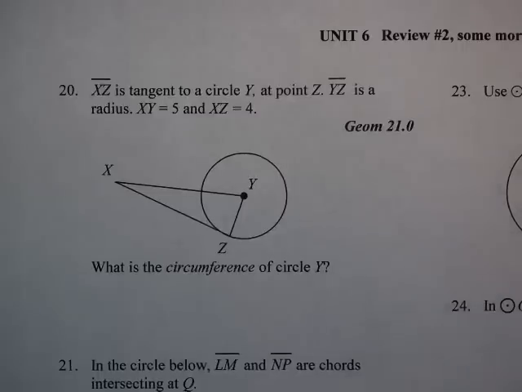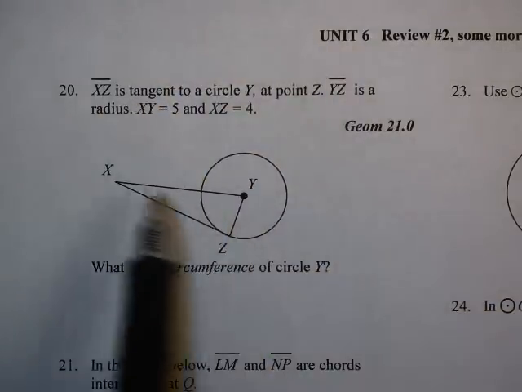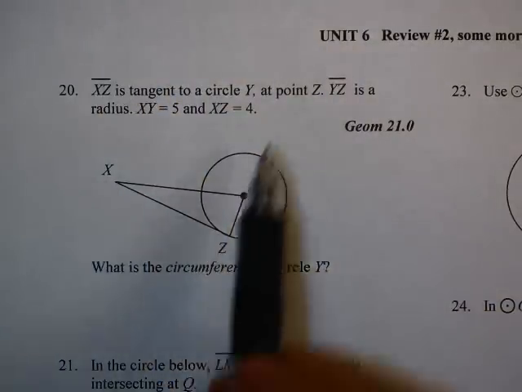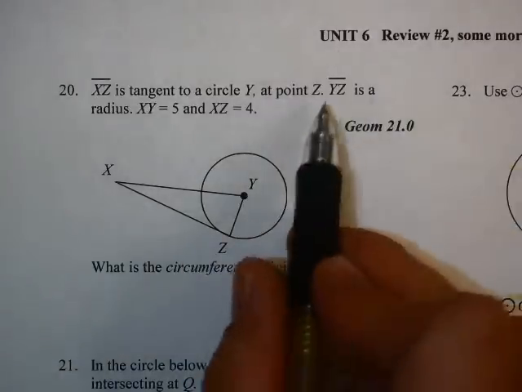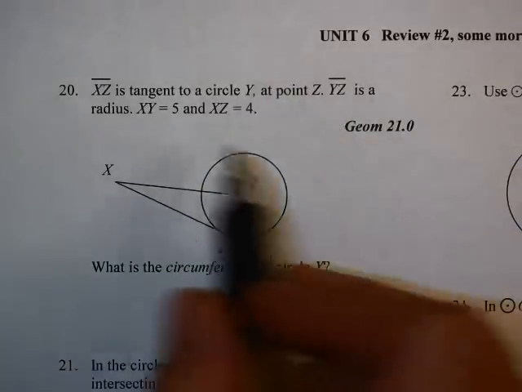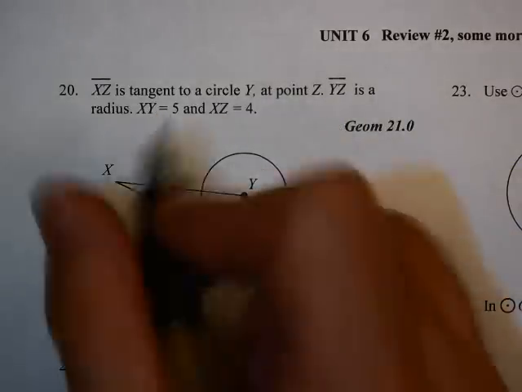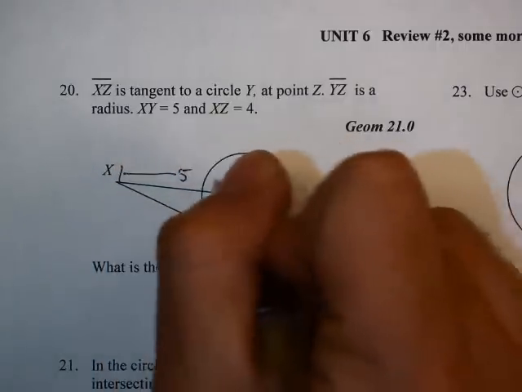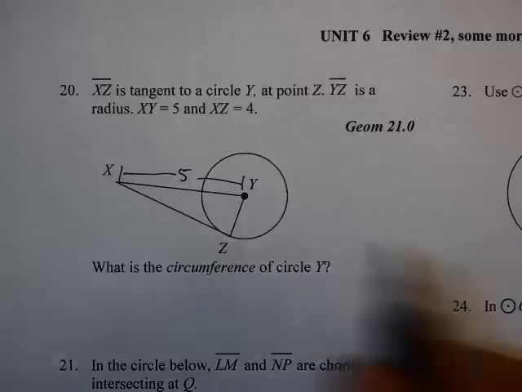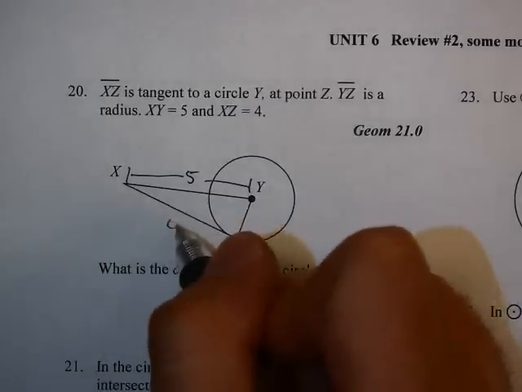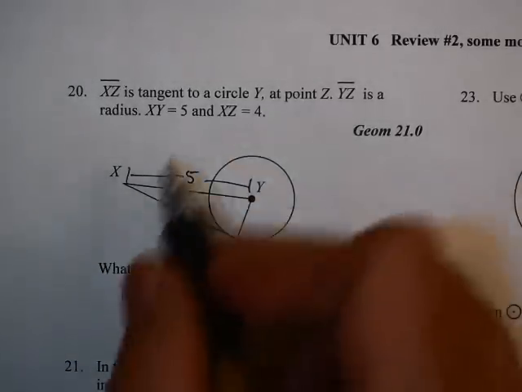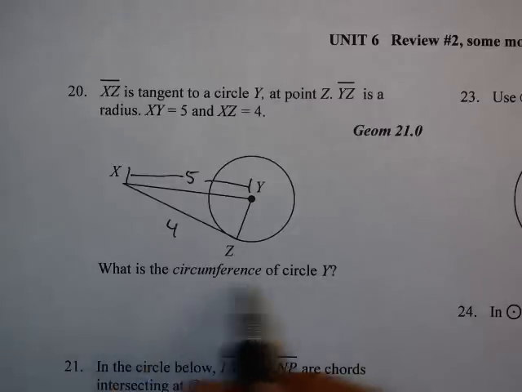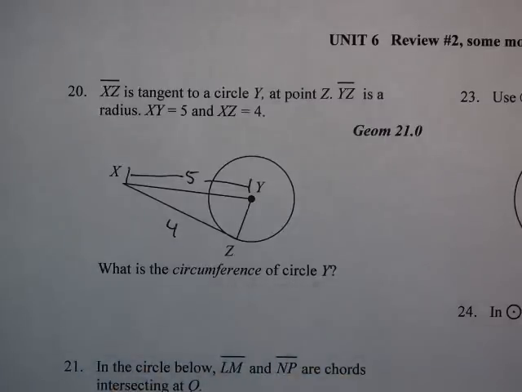Number 20 on the Unit 6 review, number 2, tells us that XZ is tangent to a circle Y at point Z. YZ is a radius. XY, from here all the way through to Y, is 5. And XZ, this tangent line, is 4. What is the circumference of circle Y?